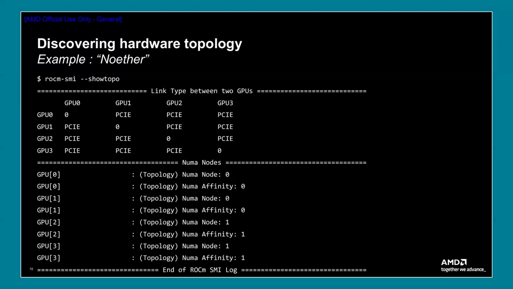Now, the next 2 sections of this show topo output will tell you the type of link between them. As I mentioned, Noether is a PCIe 4 system, so this one's showing PCIe. If you're on an Infinity Fabric system, you would see something different. It would be XGMI. And then down below, of course, we have the NUMA nodes listed out. It tells you the NUMA affinity for each of your GPUs, which again firms up the story we were talking about in terms of the number of hops to go between different GPUs.